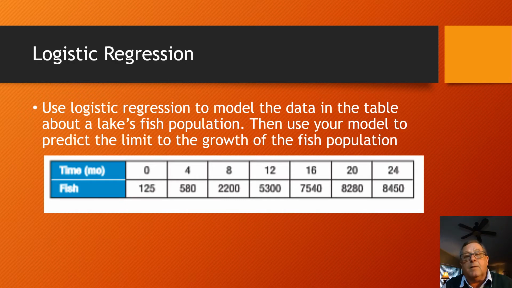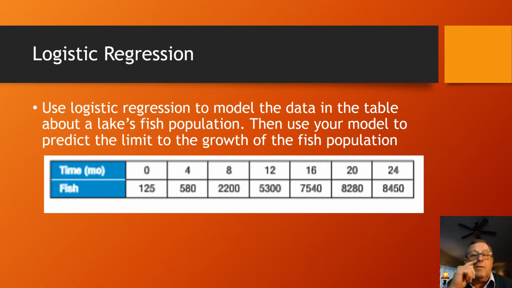Now we're going to look at some data that would lend itself towards this logistic regression. It says use a logistic regression to model the data in the table about a lake's fish population. If you think about it, the population of fish in a lake is going to have some limit based on the space and the water, and there could be other things too, the structure in the lake, the food supply. There could be any number of things that could limit the population. In other words, population can't grow exponentially forever. Sooner or later, there's going to be a limit.